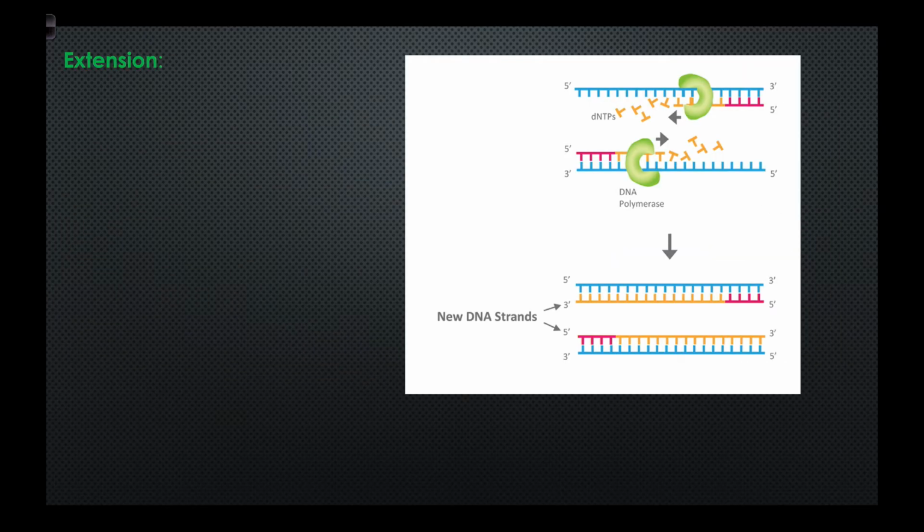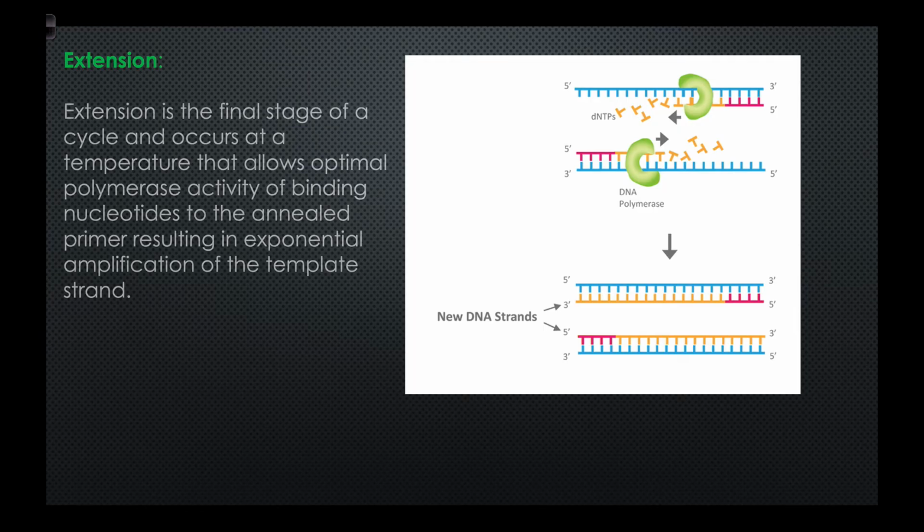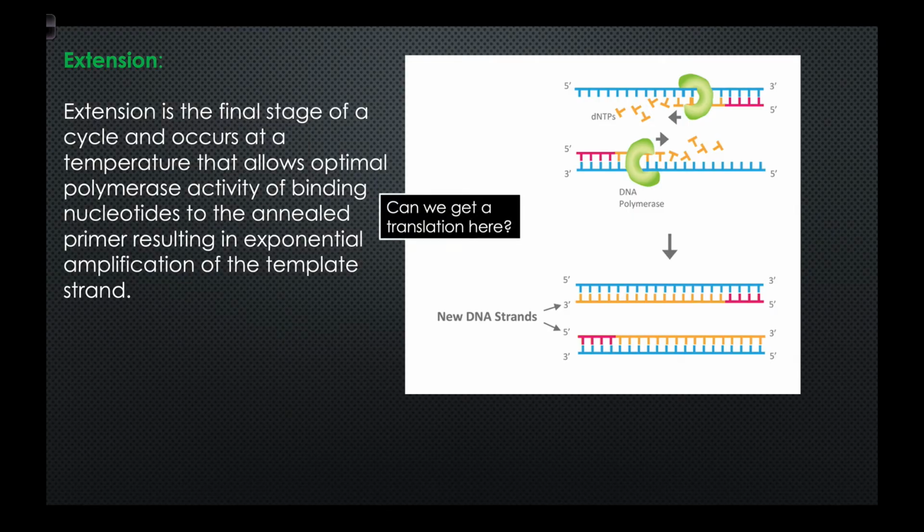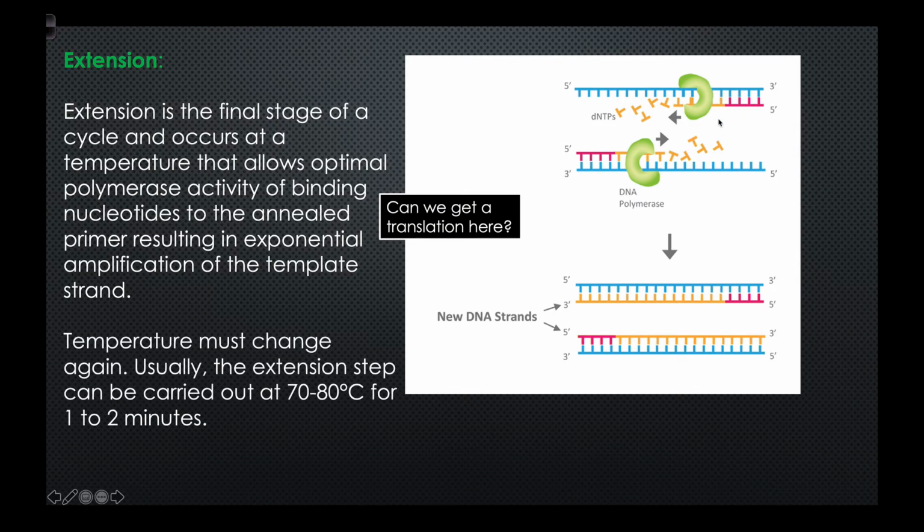Our last step is going to be called extension. Extension is the final stage of the cycle, and it occurs at a temperature that allows for optimal polymerase activity of binding nucleotides to the annealed primer, resulting in the exponential amplification of the template strand. Whoa, that's pretty heavy. What do we mean here? Well, remember, we talked about the Taq polymerase, which is this green C-shaped blob right here. It's going to need to bind onto the end of the primer, which is going to happen right here.